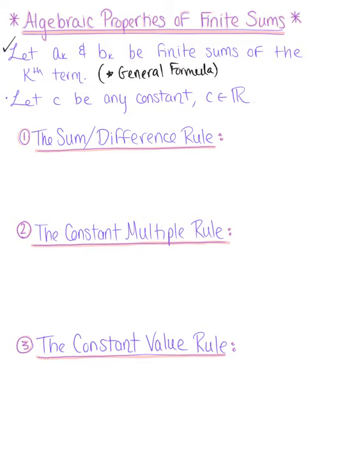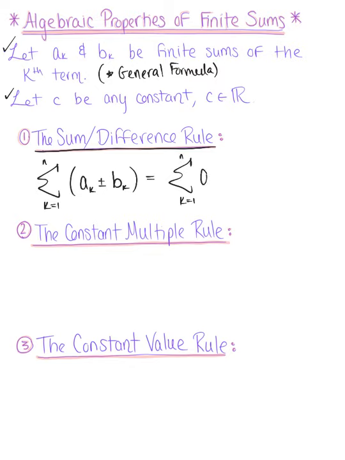So arbitrary general formulas. We also want to go ahead and let c be any constant, any real number your little heart desires. So the first rule is the sum and difference rule. So if you have the sum from k is 1 to n of a sub k plus or minus b sub k, we can separate this to the sum or difference of the two sigmas. So this is equal to the sum from k is 1 to n of a sub k plus or minus the sum from k is 1 to n of b sub k.